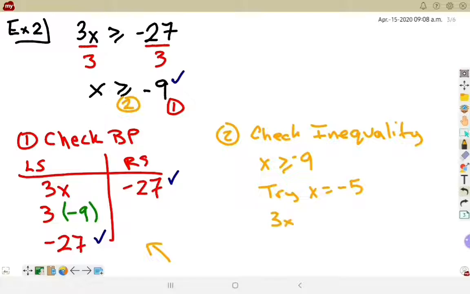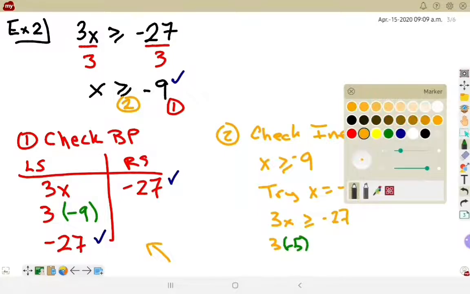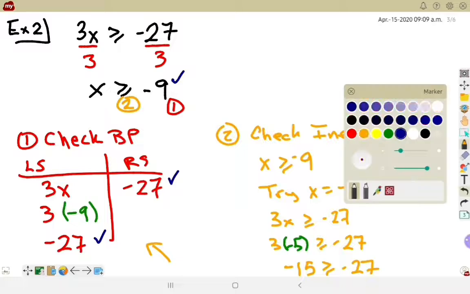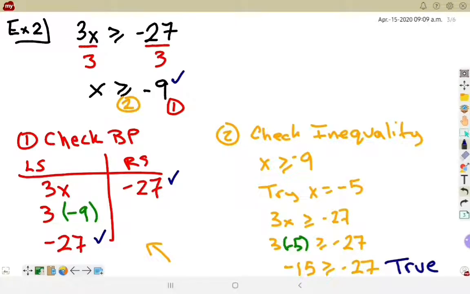All right, the original inequality was 3x should be greater than or equal to -27. So if I change x to that value that we gave it, -5, when I put in -5, I have 3 times -5 should be bigger than -27. Well, 3 times -5 is -15, and -15 is bigger than -27. This statement down here is true. Because this is a true statement, when we say it out loud, it makes sense. That means that the inequality symbol is facing the right way, which means our alligator is eating the bigger quantity, right? So we've verified that inequality.